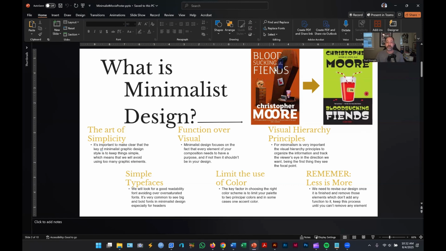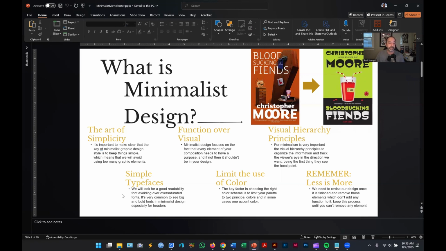So, for example, if we look at this first one, Christopher Moore is the name that you see first, and then Bloodsucking Fiends. But over here, Moore and Fiends are about the same size, and Bloodsucking and Christopher are about the same size. So we want to tell you that this is Christopher Moore's Bloodsucking Fiends. I would actually reduce the text up here and make this a little bit bigger, but it does say, in tiny text right here, Bloodsucking Fiends, a love story. Just want you guys to know.